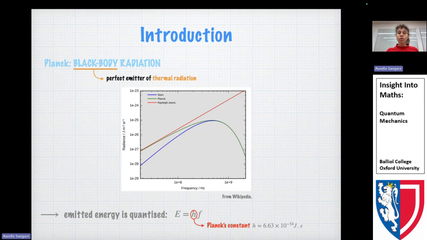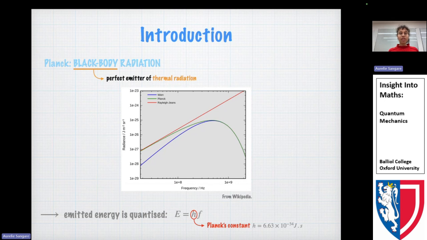Now, another law which attempted to explain blackbody radiation is Wien's law, which is the one that you can see in blue. This one, in contrast to the Rayleigh-Jeans law, fits experimental results very well for high frequencies, but not for low frequencies. And then finally, Planck, and so for those of you who haven't heard the name, this Planck is a person, devised a law called Planck's law, which is the one that you see in green. And this law fits experimental results very well for any frequency.